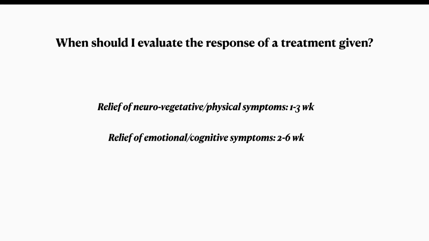Because for the response, the relief of neurovegetative physical symptoms takes between 1 to 3 weeks. So if they have hypersomnia and irritability, it will take weeks before they can notice some changes, right? And the emotional and cognitive symptoms, which are more concerning for them, take between 2 to 6 weeks. So there is a lot of time before the patient can start noticing the changes, right?